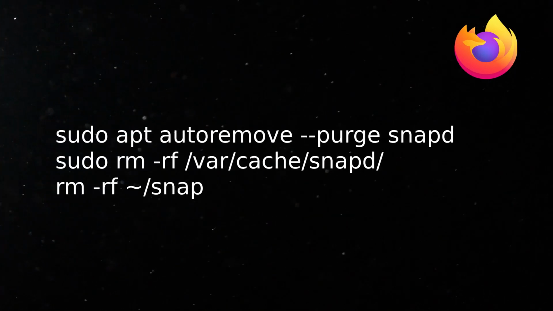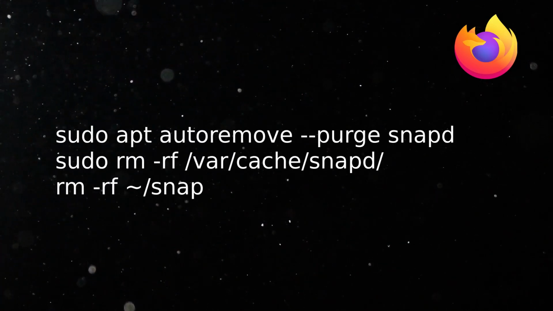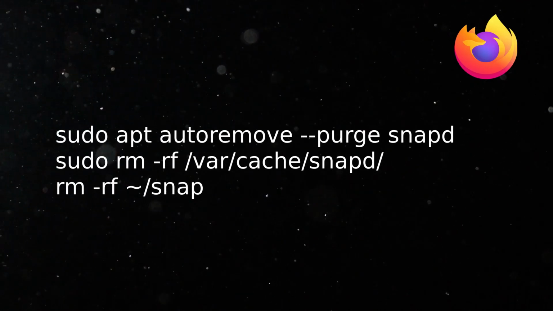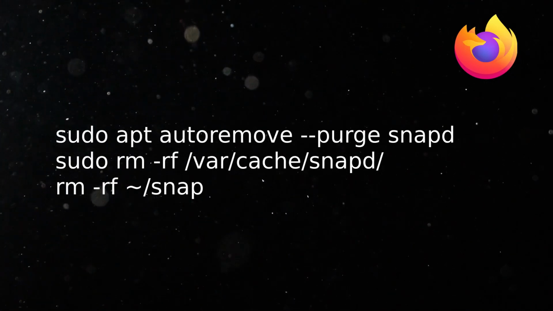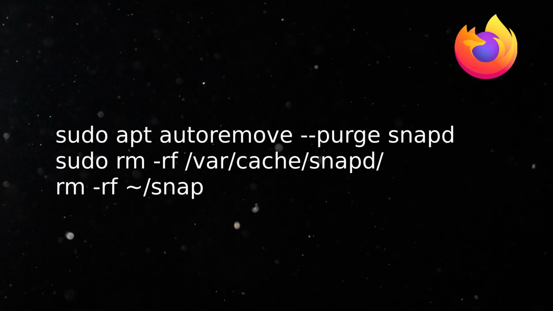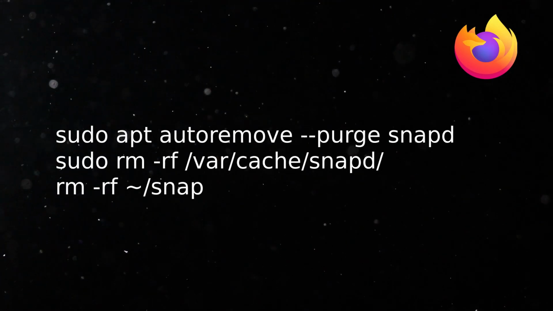Once this has been done, let's get rid of snapd altogether. That's the autoremove option here with purge snapd, and we need to do some cleaning up after that. So we need to remove the snapd cache and everything related to Snap, so the configuration data.